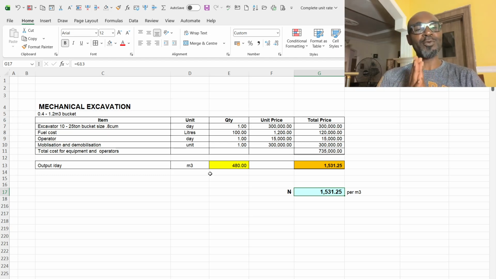I am going to take us through the manual means of excavation in the next episode, which is basically straightforward and simple, without much of these figures we're throwing about here and there.